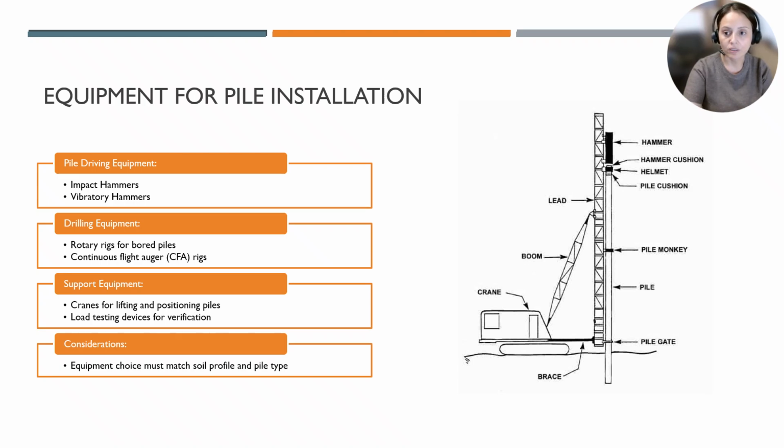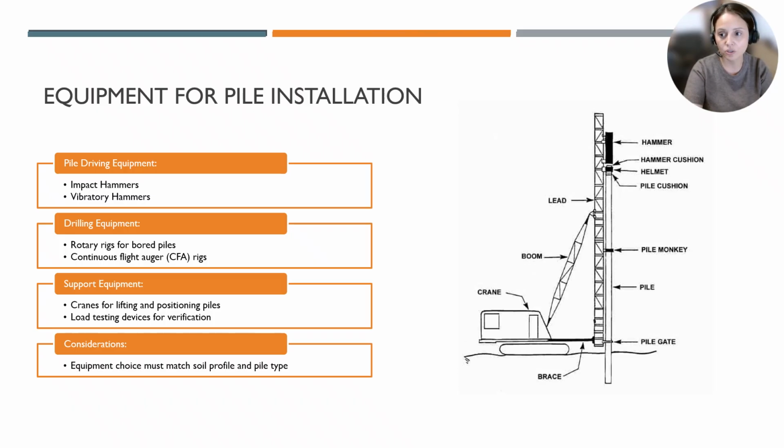For drilled piles, the equipment is specialized for excavation. Rotary drilling rigs bore vertical shafts, often with augers or buckets, which are then reinforced and filled with concrete. Continuous flight auger rigs, or CFA rigs, streamline the process. They drill into the ground and simultaneously inject concrete as the auger is withdrawn, which minimizes collapse risk in soft soils and speeds up the installation.